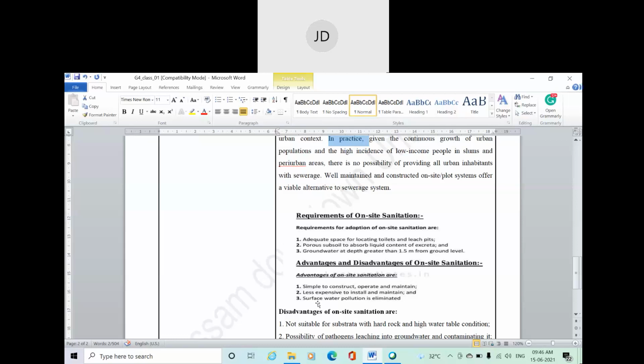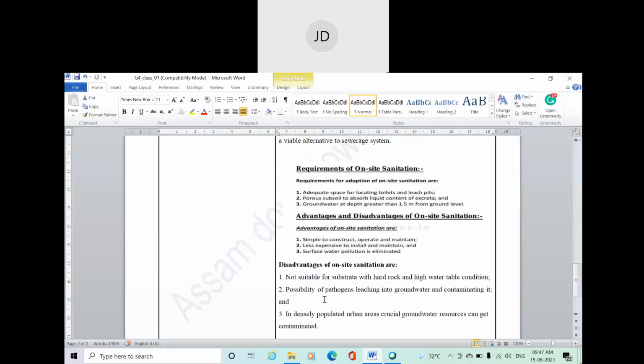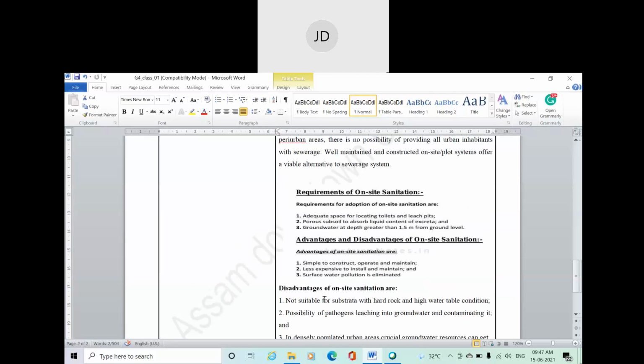Since we are disposing the waste directly into the ground in a pit latrine, where the whole circumference is lined, we are preventing lateral movement of the water, only in a vertical direction. Even a septic tank can be made of RCC or brick masonry. That means we are preventing the lateral movement of the waste into the outer environment. So from this also we can eliminate surface water pollution. These are the advantages and requirements of on-site sanitation.